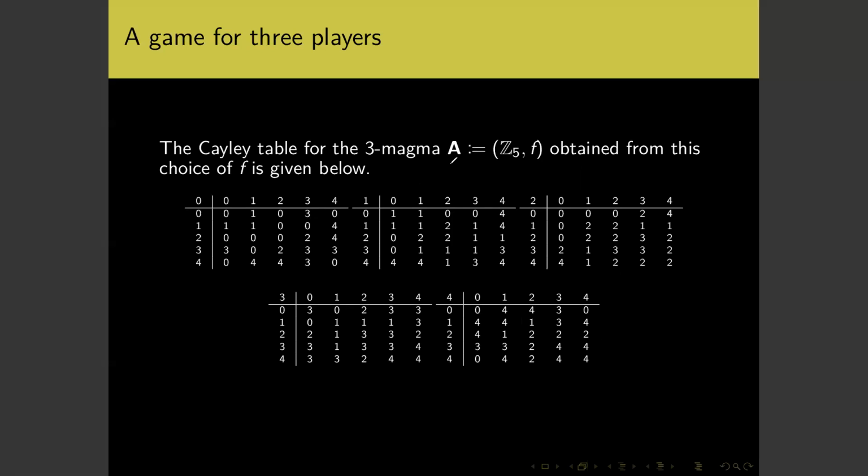The Cayley table for the corresponding 3-magma obtained from this choice of f is given below, where, of course, it's a 5 by 5 by 5 cube, but I can't draw that very well, and so I've split it into 5 separate tables in the natural way. All right, so I claim that this is actually a rock, paper, scissors magma, and that it's conservative, essentially polyadic, strongly fair, and non-degenerate. All right, I'll leave that for you to check.